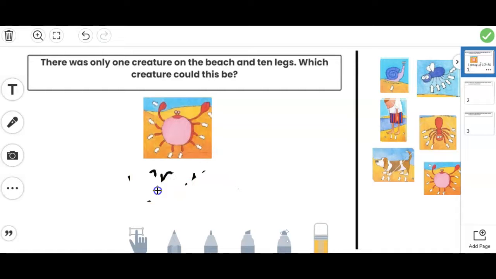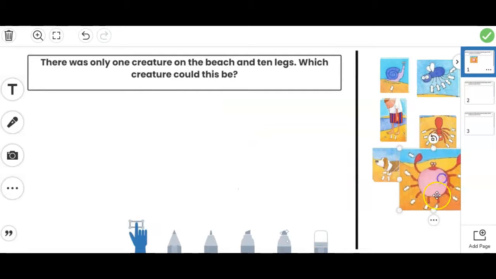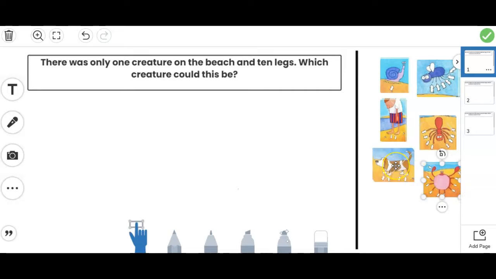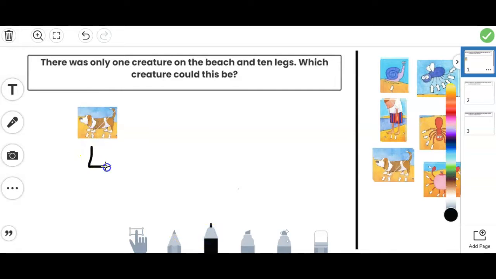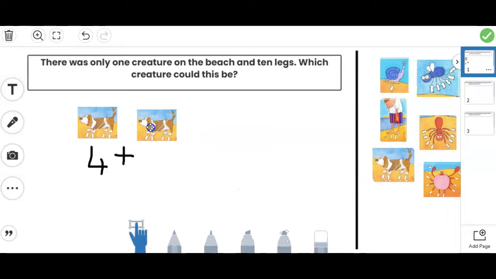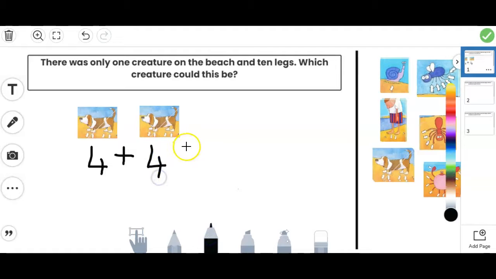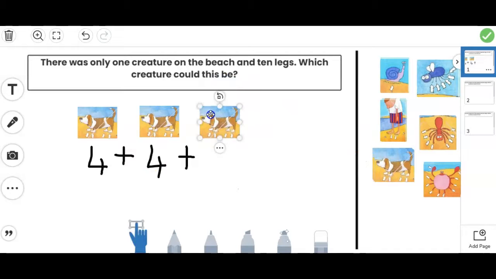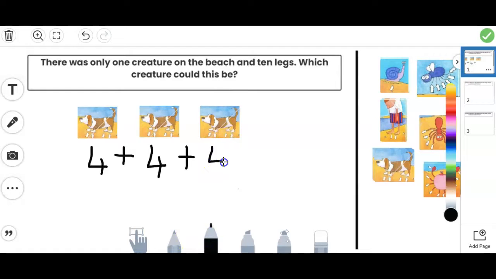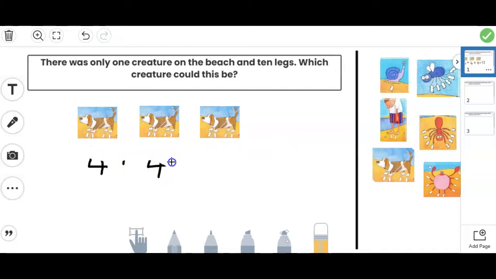Let's have a look now at the dog. Could it be dogs on the beach? So this dog here, we can see, has 4 legs. I'm going to write 4. So one group of legs is 4. And then if I grab another one, it's going to be 4 and 4. That's not 10. And if I add another dog to it, another group of 4, then it becomes 4 plus 4 plus 4. And I know from my skip counting that that's 12. So it can't be a dog if there is only 10 legs.